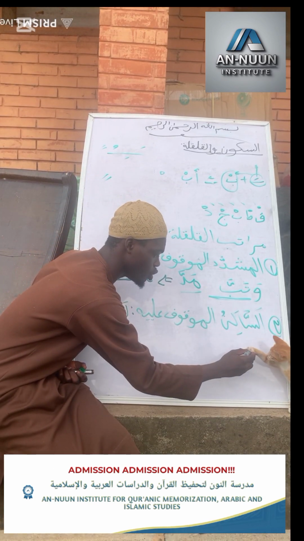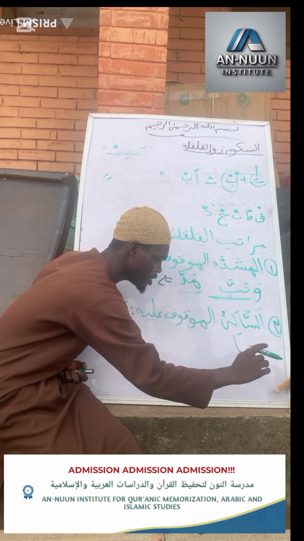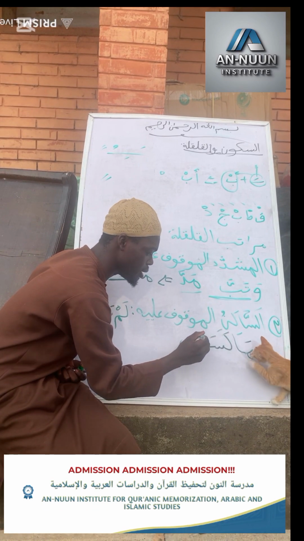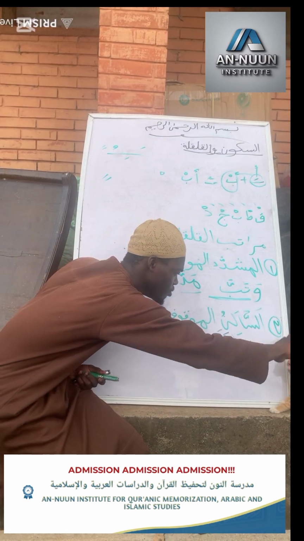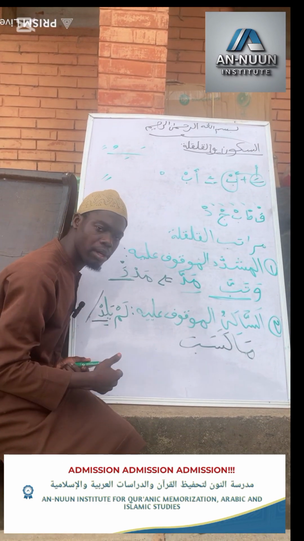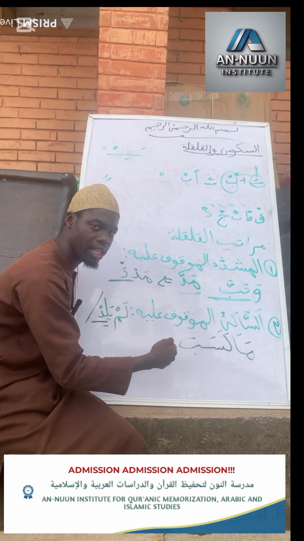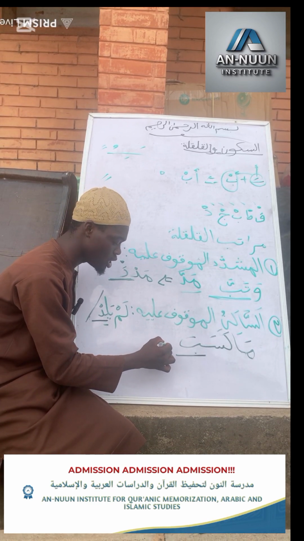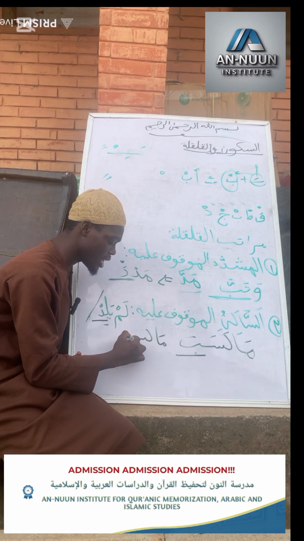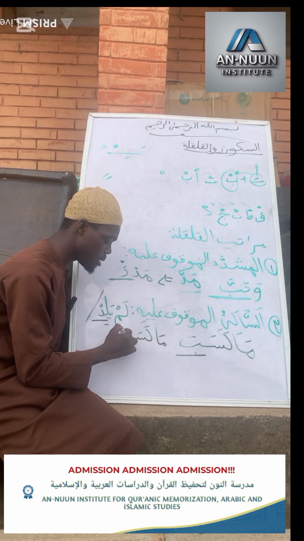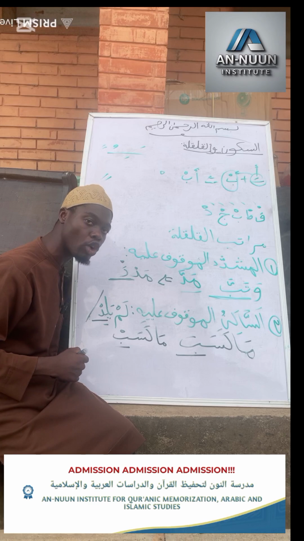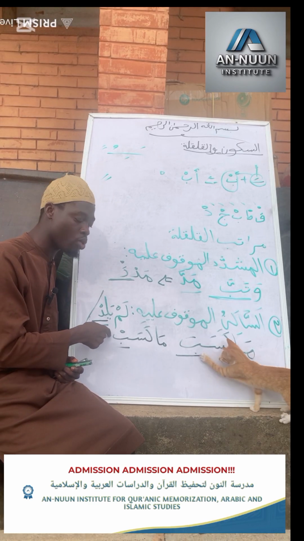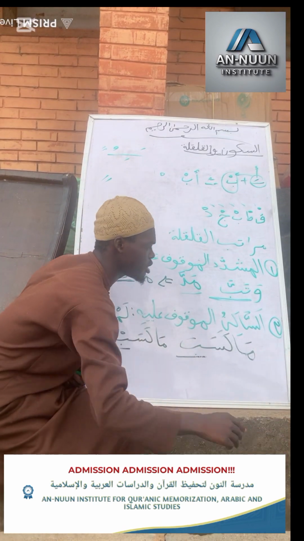Or you say ma kasaba. Look at it. Ma kasaba. So this carries fatha, but because we are stopping on it, we say it as if ma kasab. Why? Because we are stopping on it. This is original sukun, and this is another sukun because we are stopping on it.